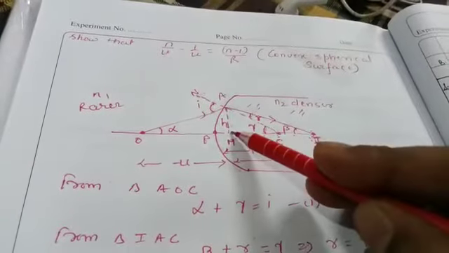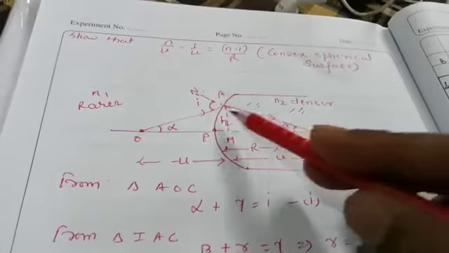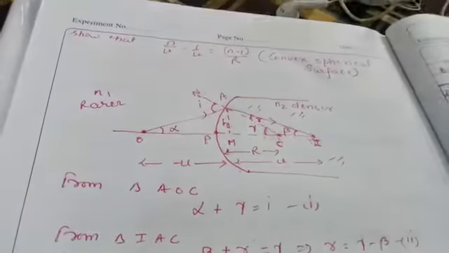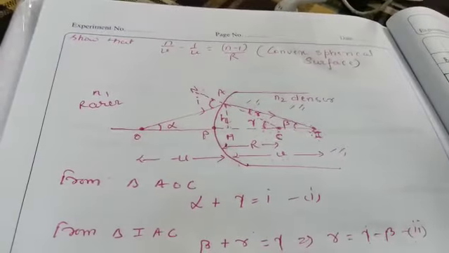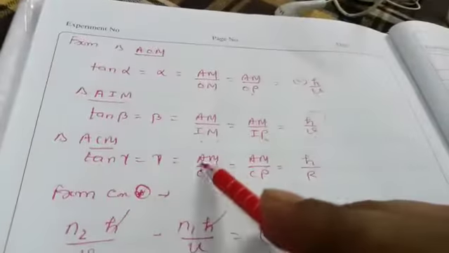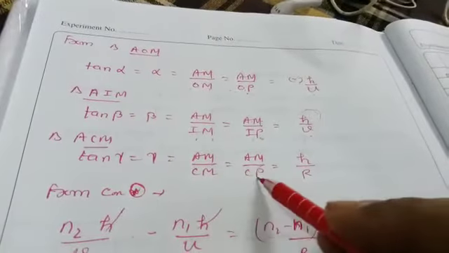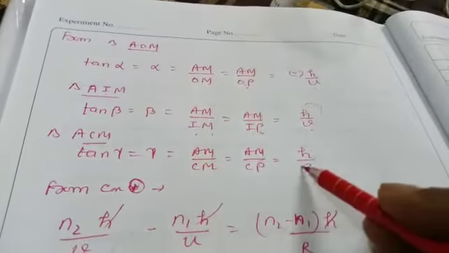Similarly from triangle ACM, this is also a right angle triangle, so tan gamma is the perpendicular AM upon the base CM. CM is approximately equal to CP, so you get AM upon CM is equal to AM upon CP. CP is R, the radius of curvature.